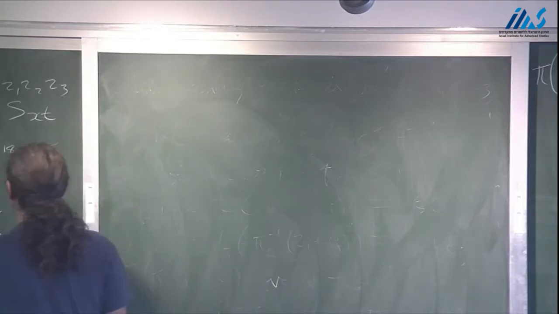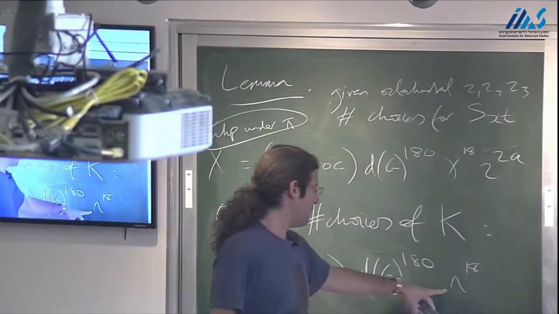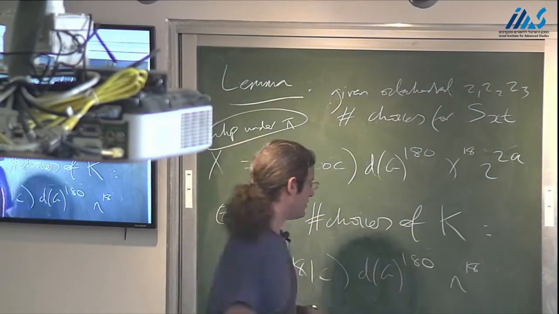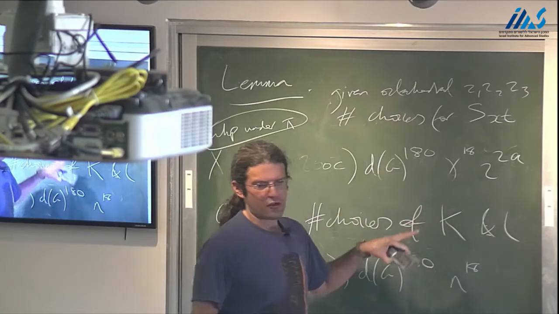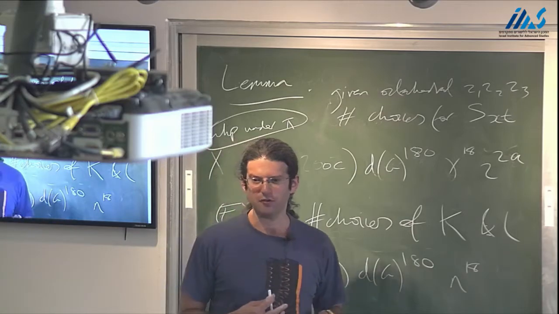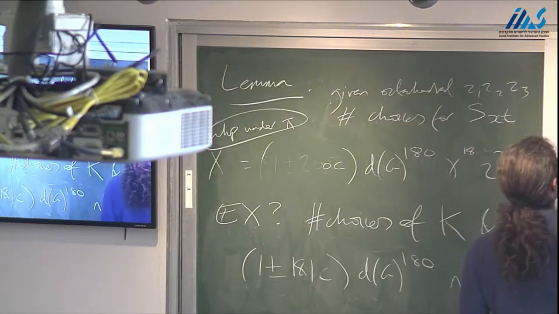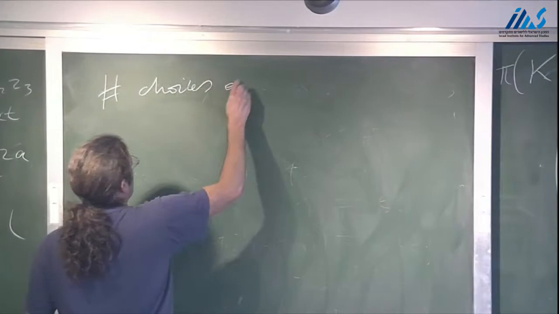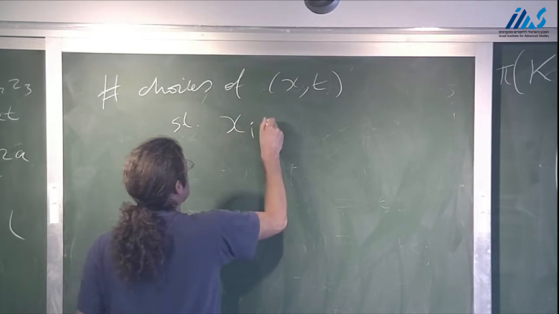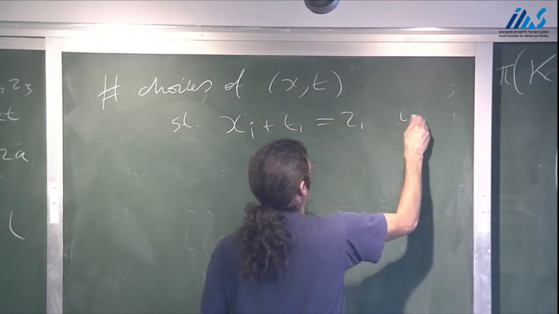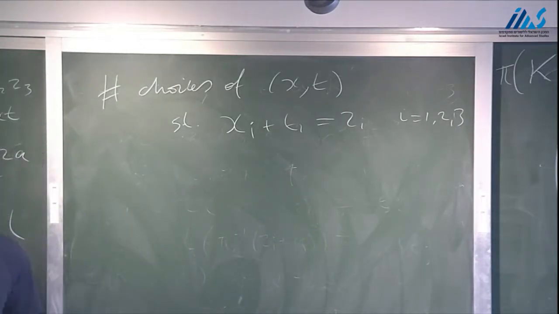What else? So now I want to choose x and t. Because I'm ordering the vertices here, this has got the labeling built in. So K and L. I mean, the constants are not really important anyway. What's important is that there is some definite expression. Number of choices of x and t such that xi plus ti is equal to zi for i is 1, 2, 3. So this is a system of three equations in five unknowns.